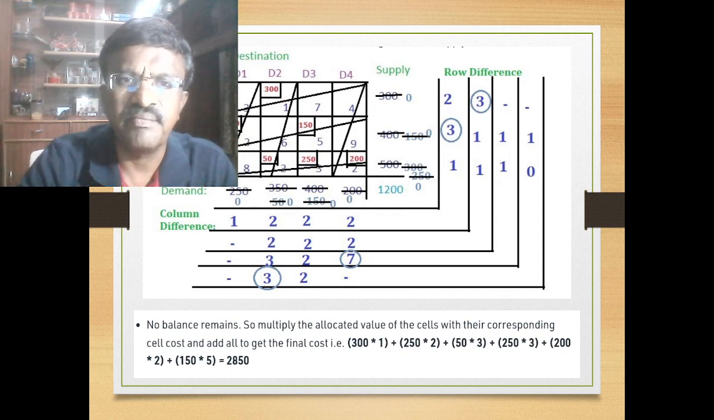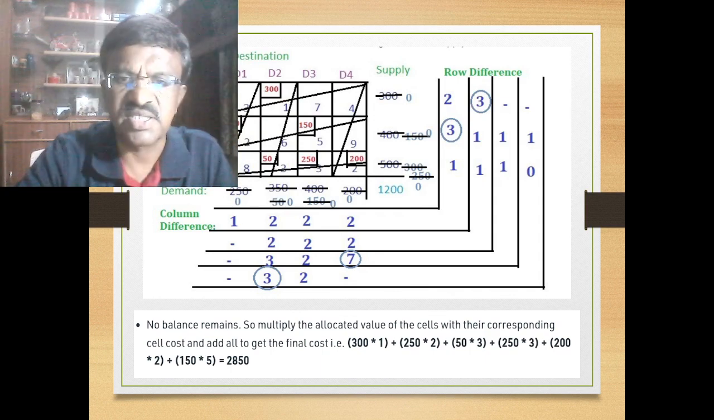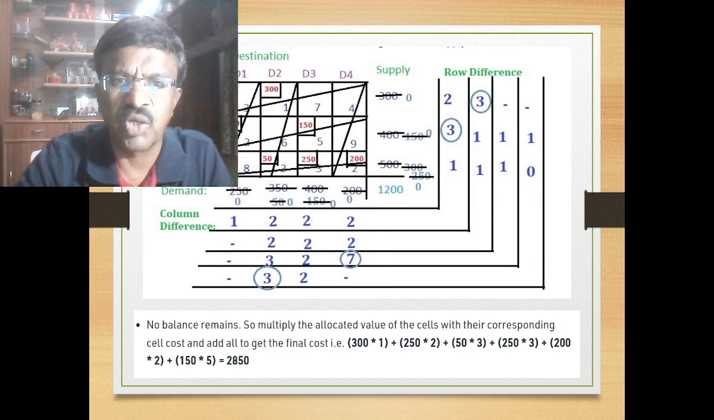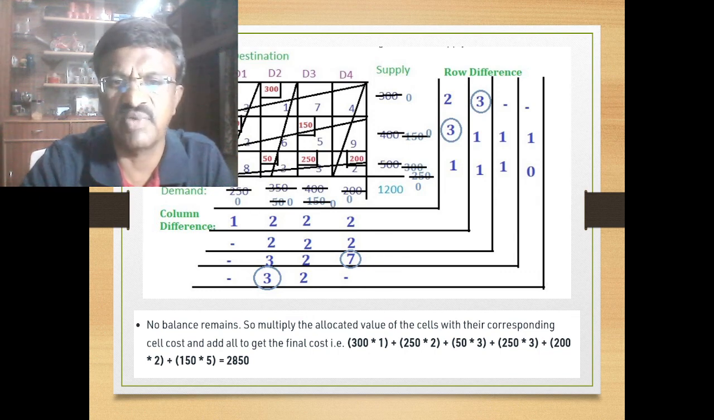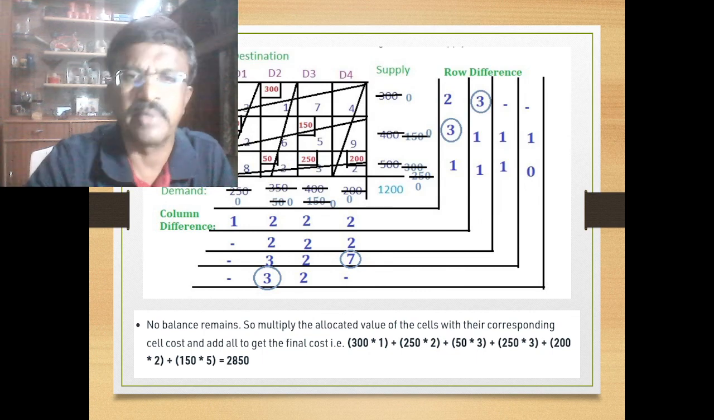We have finally this matrix fully. See, here we look into that. There are 6 allocations: 300, 250, 150, 550, 250, 200. That should be equal to m plus n minus 1, where m is the number of rows and n is the number of columns. So 3 rows, 4 columns, m plus n is 3 plus 4, 7, minus 1, 6. 6 allocations, over. So the solution is a feasible solution, that is acceptable.